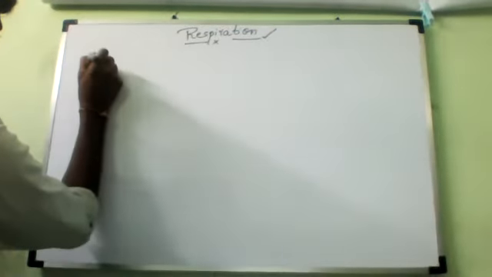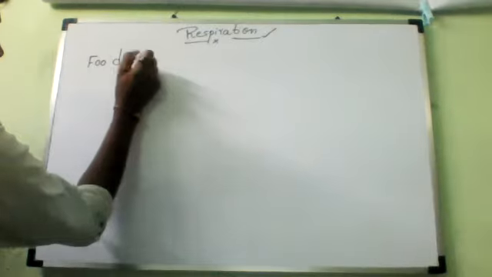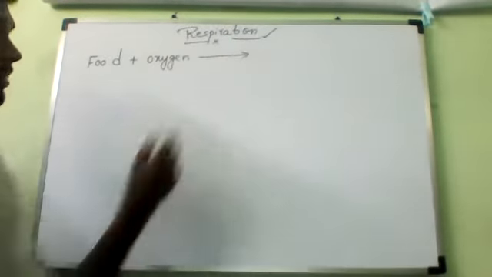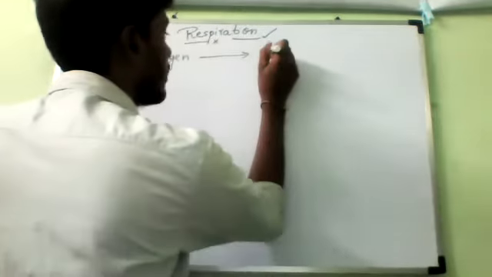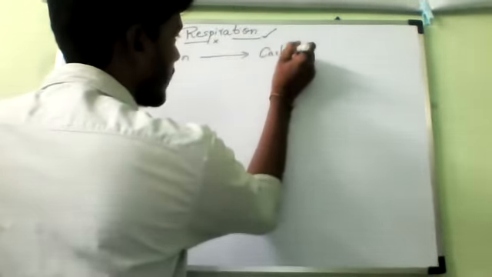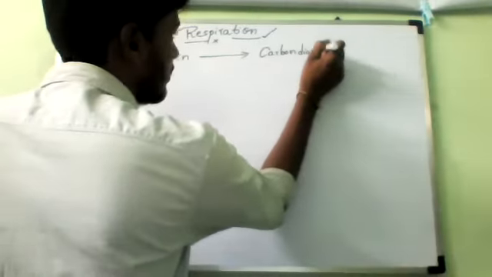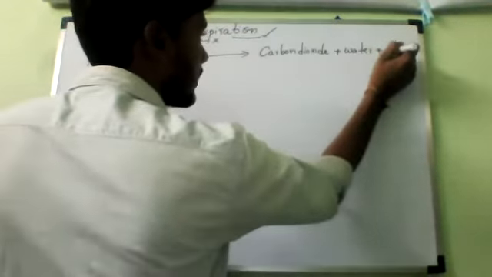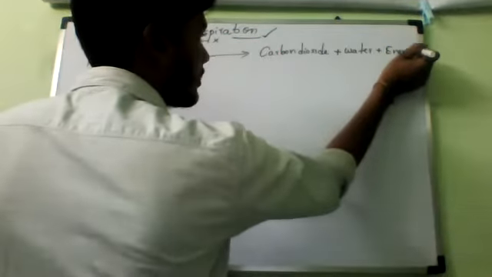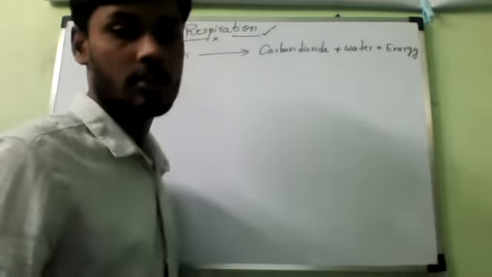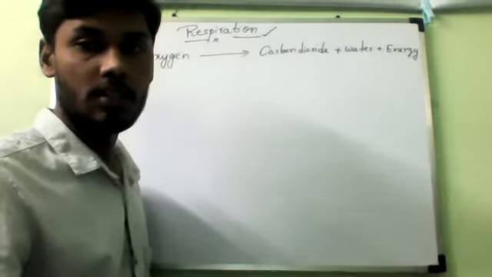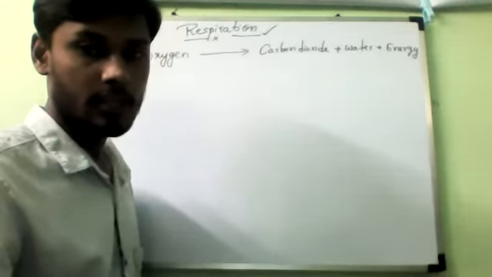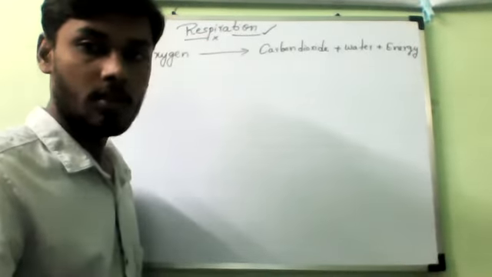The food, whatever is assimilated, is reacting with what? Oxygen. Understand? Which gives byproducts of carbon dioxide plus water plus energy. So this is what we get as byproducts, and this is called the respiration reaction. Yes or no? This is what we studied in yesterday's class. Yes. So now let us come here.